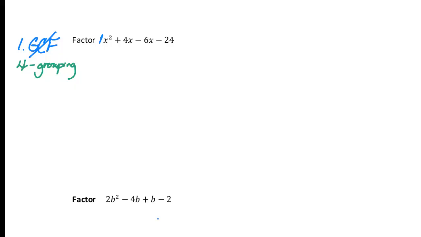So I'm going to group together the first 2, and I want to group together my last 2. I see I have this minus sign here. I don't want it to look like I'm multiplying, so I'm going to change this minus sign to a plus a negative, which keeps the negative with that 6. All right, so then I will group these together.